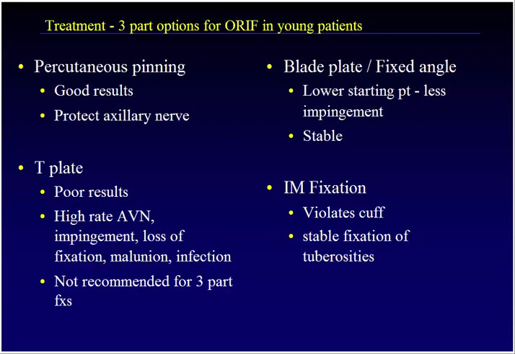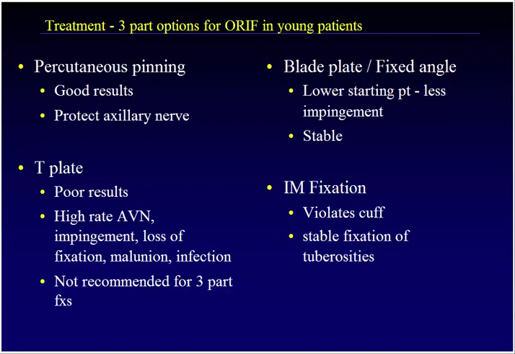A T-plate has historically been associated with poor results. It does not provide secure fixation of the proximal humerus. Also, it has to be placed quite proximally to get adequate fixation, and therefore can cause impingement. So you'll have loss of fixation, malunions, infections, and it's not recommended.